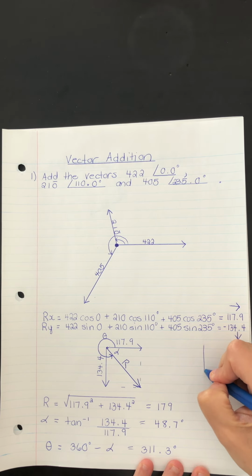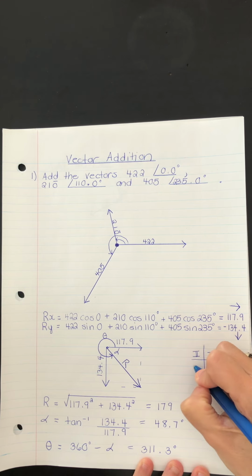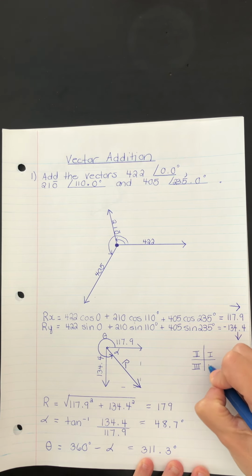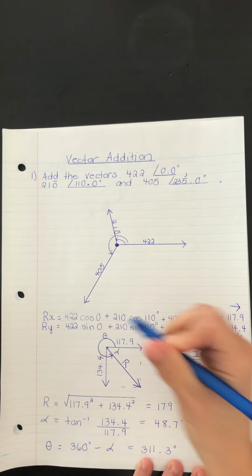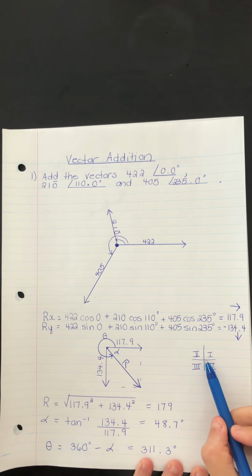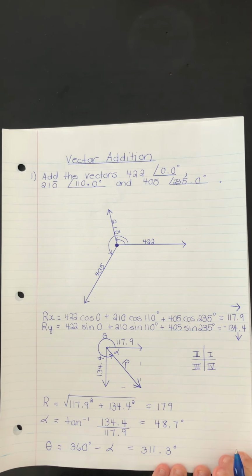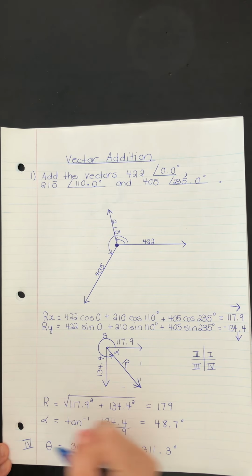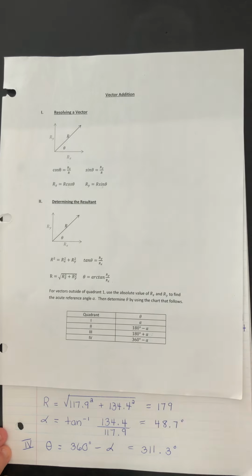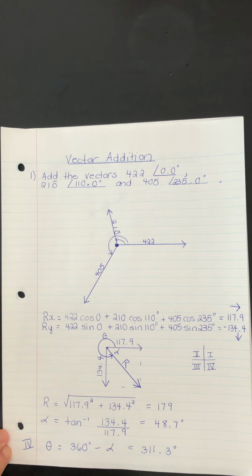Remember how the quadrants go? I think you guys do. 1, 2, 3, 4, right? And here, when you go to the right and down, your resultant is definitely in quadrant 4. So I might just indicate that here as a little reminder to you. This way it's consistent with your chart as well, 360 minus alpha.